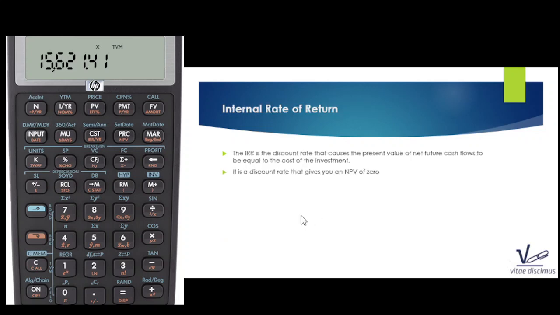Then we come to internal rate of return. Internal rate of return is defined as the discount rate that causes the present value of net future cash flows to be equal to the cost of the investment. Essentially, it is a discount rate that gives you an NPV of 0. So the present value of the cash flows you're going to generate minus your cost of investment will give you 0. So they'll basically be equal, right?